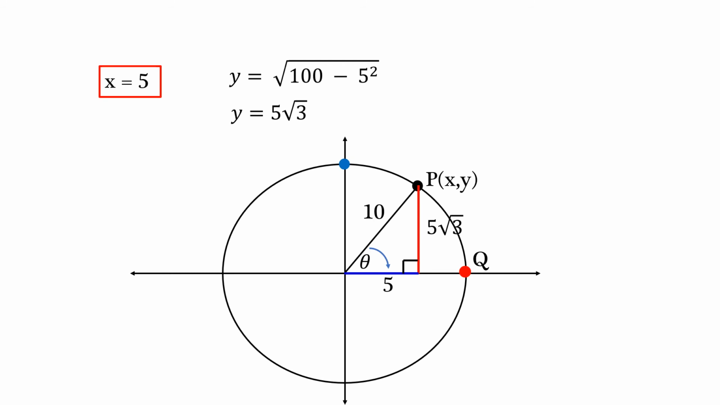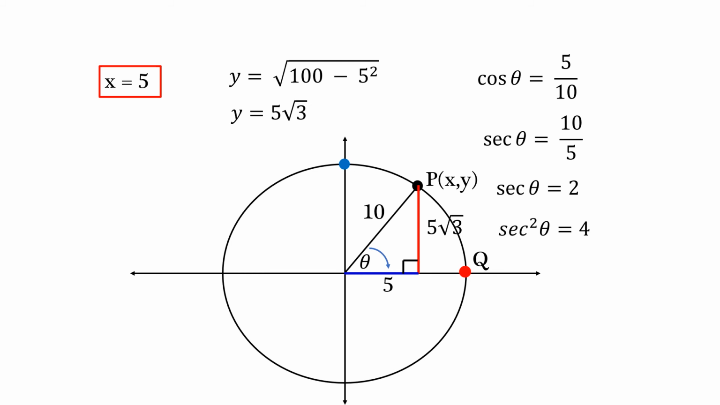Now we will be able to find the value of cosine theta. Cosine is defined as the adjacent side divided by the hypotenuse. So we will say cosine theta equals 5 over 10. And using that, we can get the value for secant, which is just the reciprocal of cosine. So secant theta is 10 divided by 5, which is obviously 2. Now we need secant squared, so we are going to square the right side and the left side. So we have secant squared equals 4.